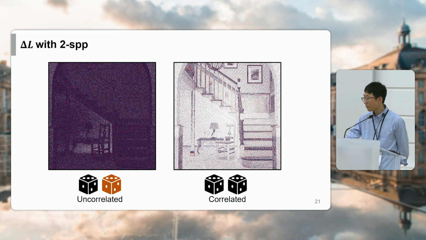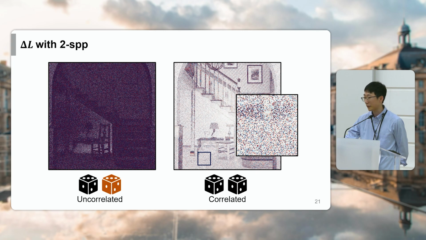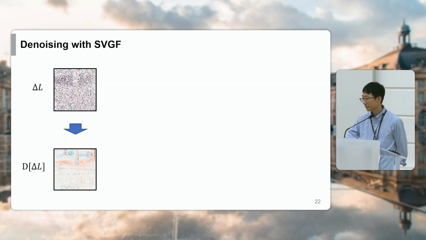Here, we compare the independent sampling and correlated sampling using random replay at 1 SPP. As you can see, correlated sampling substantially reduces the noise in the brightness difference, but it seems like we still need further denoising. Now let's discuss the denoising part.